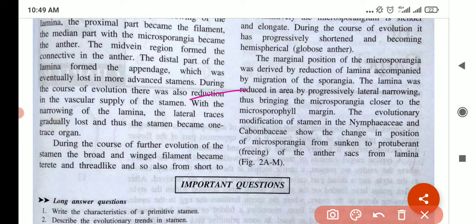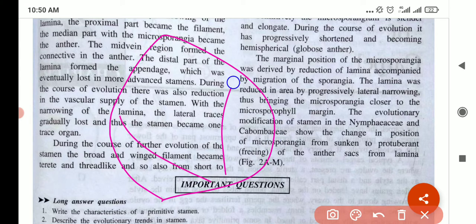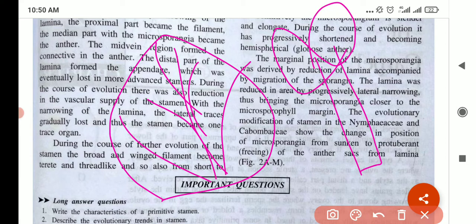Then during the evolution, there was reduction in the vascular supply of the stamen. Well, obviously, if you reduce area, you have to reduce the vascular supply also. No? You don't need that much water and nutrients if it's such a small, thin line. Okay. So with the narrowing of the lamina, the lateral traces were lost and the stamen became a one-trace organ. Okay. So lateral traces means these. What will you do with them? You tell me. Such a big one. Oh, only such a thin filament. One trace is enough.